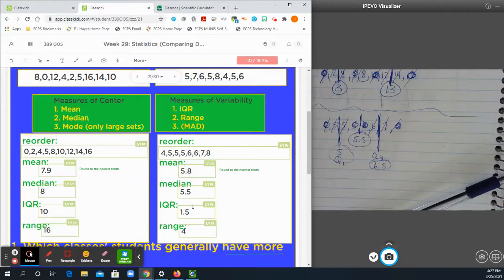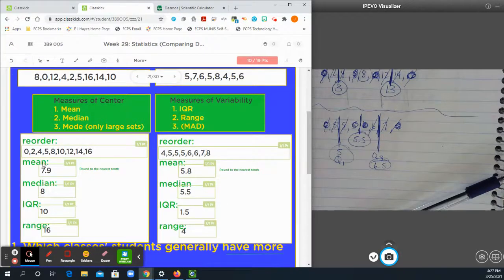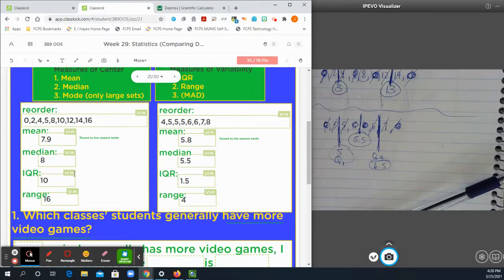So let's talk about this. So when you look at the means between these two, this one has a higher mean. Now, if you look at the median, it also has a higher median. So if we're comparing these, you're looking at both. What does that mean that these have bigger? Well, you got to go back to the title, number of video games per student. If they have higher mean and medians, that generally means that they have more video games. That's how you compare. You can use either mean or median on that one.